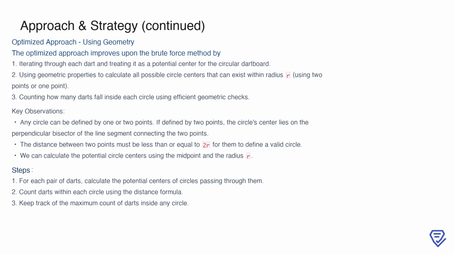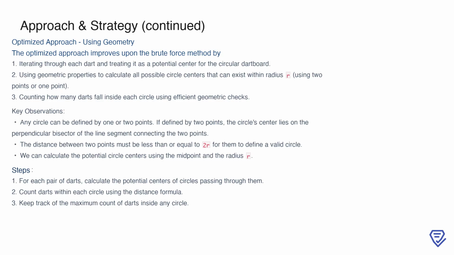Now, the optimized approach leverages geometric properties to improve efficiency. Instead of iterating through all pairs of darts, we treat each dart as a potential center for the circular dartboard. Using geometry, we calculate all possible circle centers for a given radius, which can be defined either by 1 point or 2 points. A key observation here is that if a circle is defined by 2 points, the center lies on the perpendicular bisector of the line segment connecting those points. Additionally, the distance between these 2 points must be at most 2r to define a valid circle. By calculating potential circle centers using the midpoint formula and the given radius, we can then count how many darts fall within each circle using efficient geometric checks.